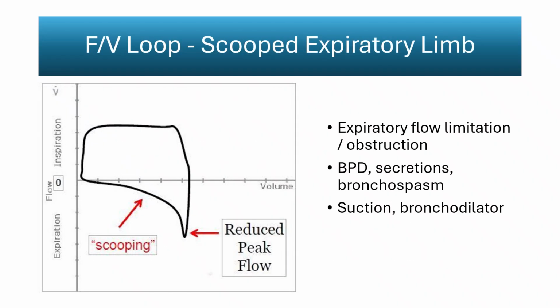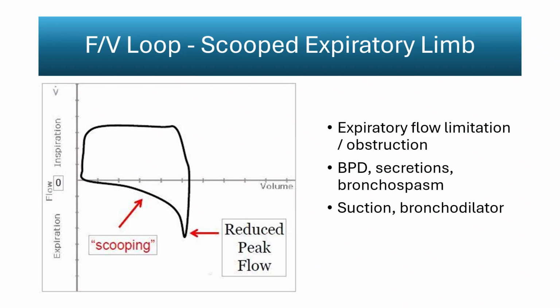A scooped expiratory limb occurs when the expiratory flow falls prematurely and creates a concave, sagging shape, rather than a smooth, rapid descent. Instead of reaching a sharp peak and tapering predictably, the expiratory limb dips inward. This pattern indicates expiratory flow limitation or obstruction. The underlying mechanism is narrowed or collapsible airways.